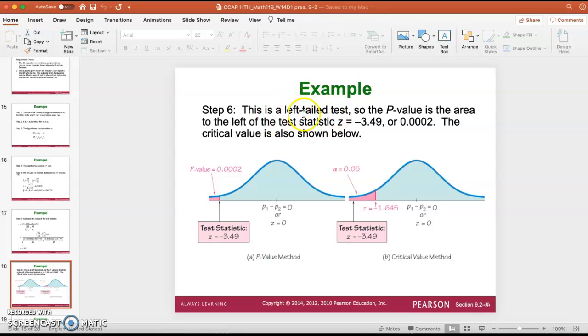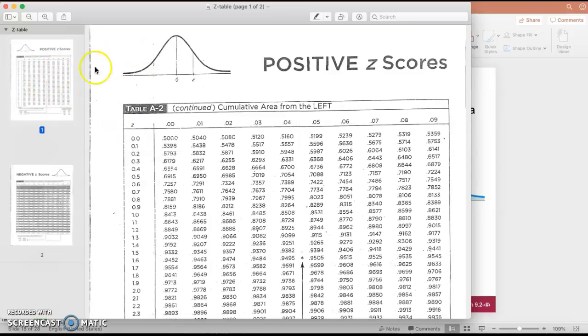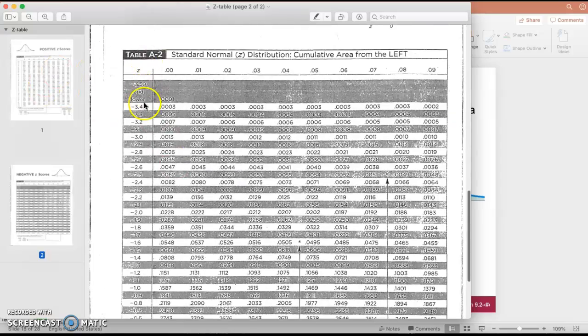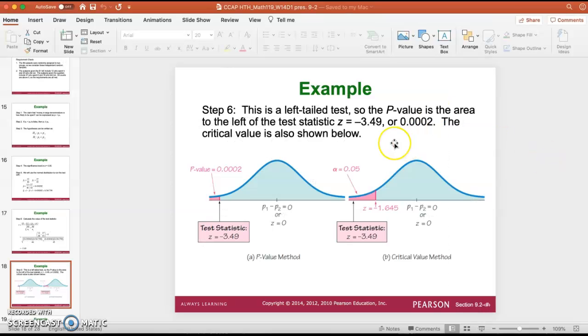All right, so essentially this one is a left-tailed test, so the p-value is the area to the left of the test statistic of negative 3.49, which comes out to 0.0002, which when I look up in the z-table, again, these are all left probabilities. So if I come down to the negative z-scores, and conveniently, negative 3.49 is the smallest z-score on here, and I see that probability is 0.0002. So we're all good there.